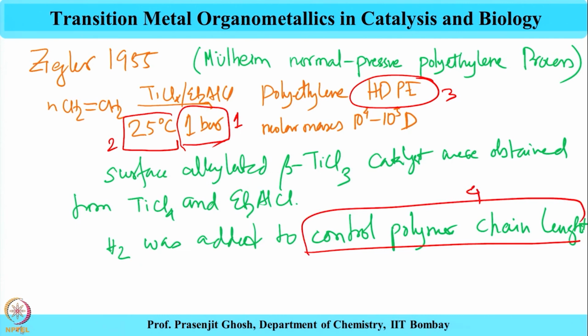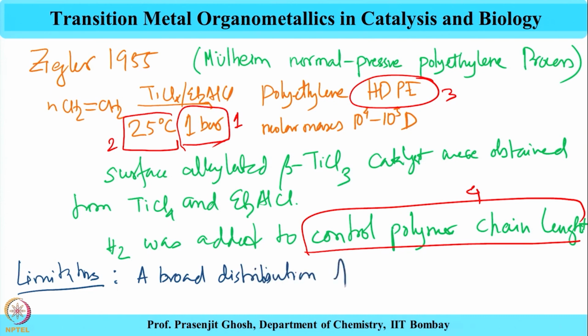Now, there are also limitations associated with the Ziegler process. The limitation is that, being heterogeneous, the Ziegler process gives a broad distribution of molecular weight, a broad distribution of polymer molar mass was observed.